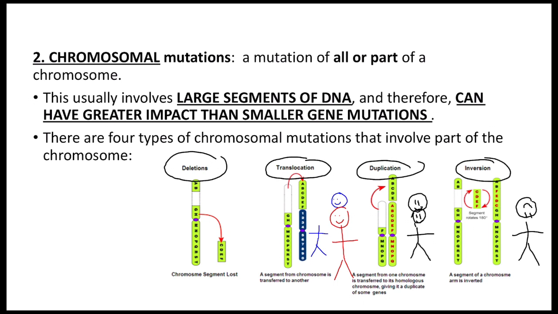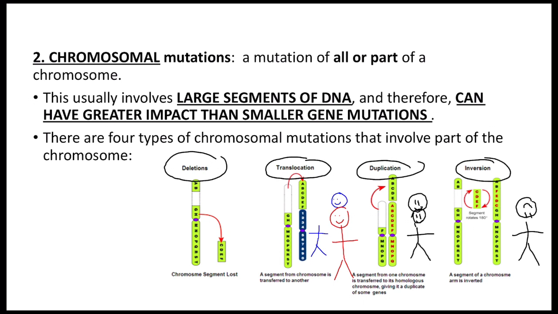So instead of looking at one or two bases in a gene, we're now looking at all or a part of a chromosome. This usually involves large segments of DNA and therefore can have greater impact than smaller gene mutations. There are 4 types of chromosomal mutations that involve part of a chromosome. So all 4 of those are circled in the bottom and are represented by a chromosome diagram as well as a little kind of stick figure diagram to help you visualize this. So all 4 of these involve not all of the chromosome, but part of it. So we'll get into full chromosome mutations after, but this is just dealing with a portion.